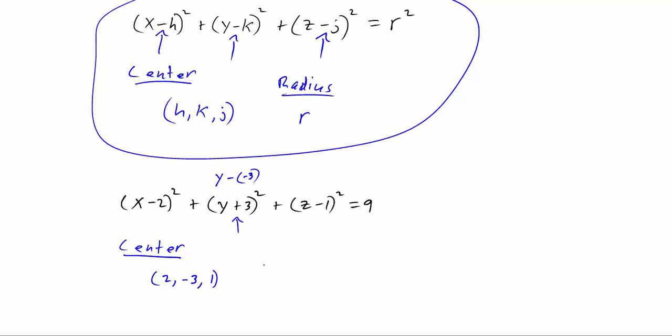And then, of course, the radius would be the square root of the 9. So the square root of 9, that would simply be 3. So from the center of the sphere out to a point on the sphere would be 3. So that means the sphere, you can think of having a ball that is centered at 2, -3, 1, and then from that center, we're going to go out a distance of 3 to form the sphere.